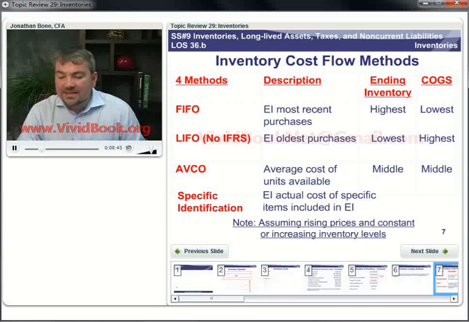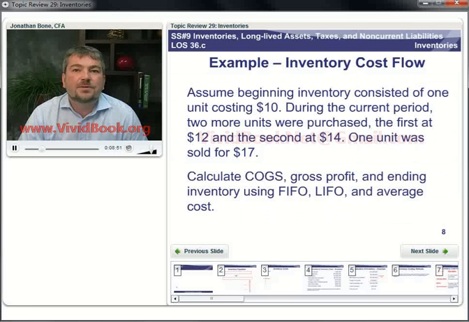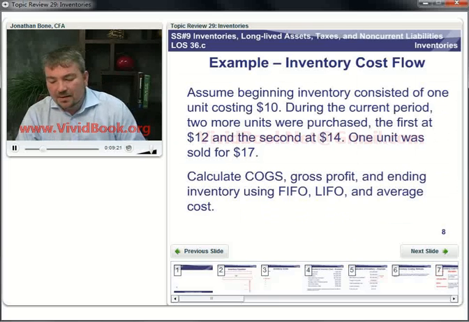Okay, now our LOS says calculate costs of goods sold and ending inventory under each of our major methods, so our FIFO, LIFO and our average cost. So let's take a very simple example to start with. Let's imagine that we've got beginning inventory of one unit costing $10. During the period we purchased two more units. First purchase was at $12, second was at $14 and one unit was sold for $17. So therefore, our ending inventory must represent 2 units, because essentially we had one and we bought 2 extras, so we had 3 units, we sold one, and as a result we've got 2 left in ending inventory. So let's have a look at our methods.